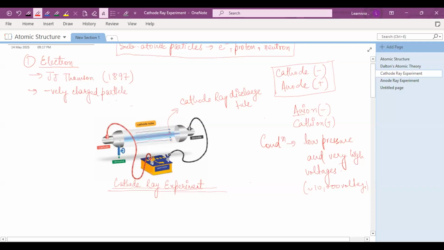Why are these called cathode rays? Because the rays are coming from the cathode, from the side of the cathode, and moving toward the anode. That's why they are known as cathode rays. But these rays were invisible.